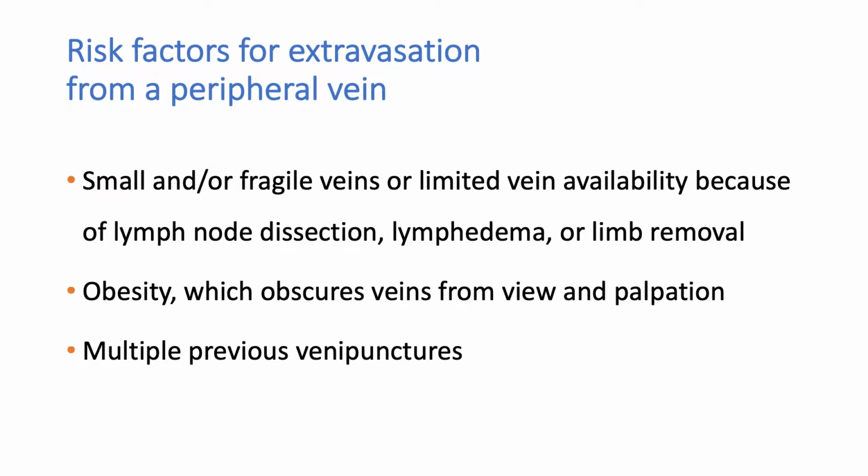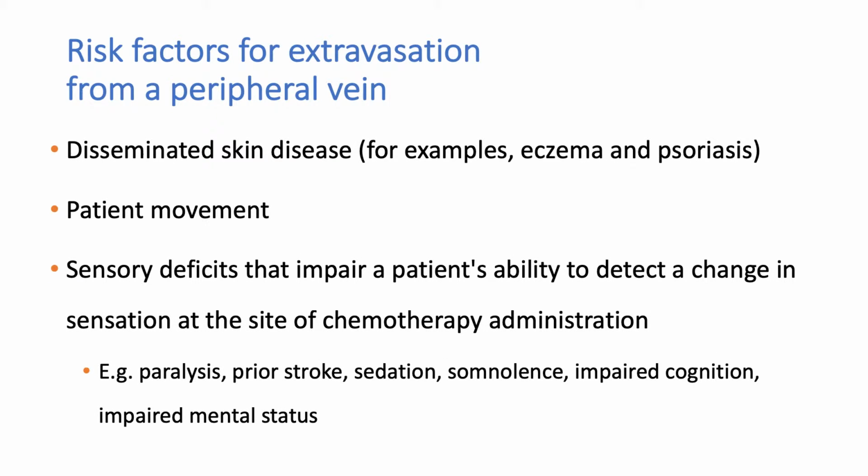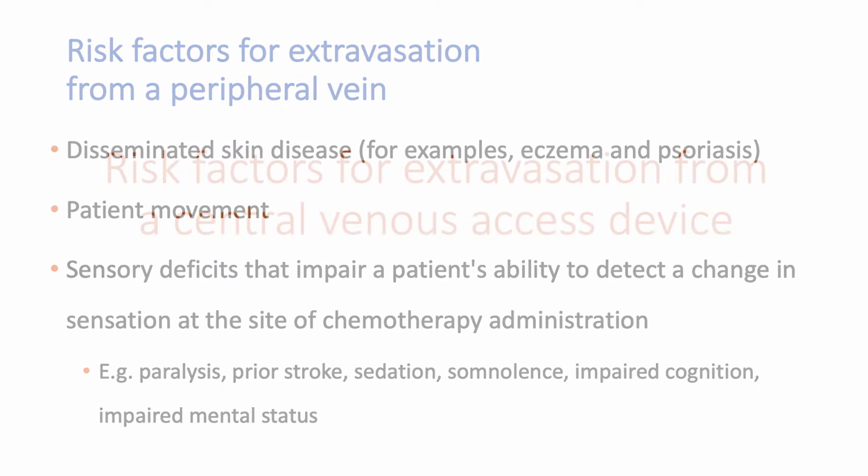lymph node dissection, lymphedema, or lymph removal, obesity, which obscures veins from view and palpation, multiple previous venipunctures, disseminated skin disease, for example, eczema or psoriasis, patient movement, and sensory deficits that impair a patient's ability to detect a change in sensation at the site of chemotherapy administration, for example, paralysis, shock, sedation, somnolence, impaired cognition, and impaired mental status.